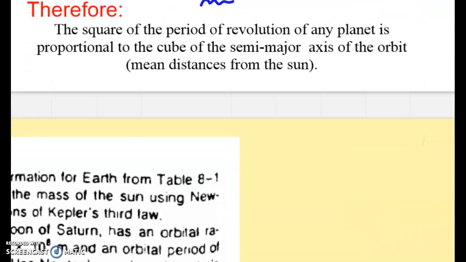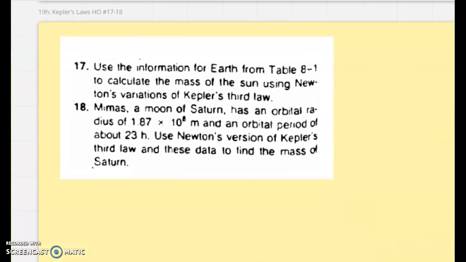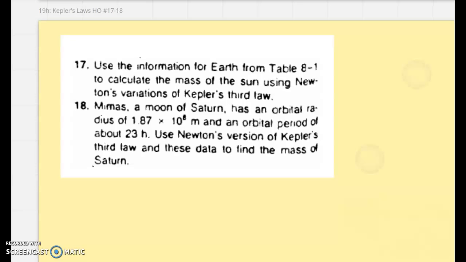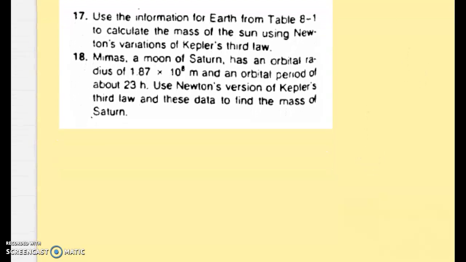One quick example of that to show you how you could use this. Here we have a moon of Saturn. Now you know Saturn has many moons, but here's a particular moon of Saturn, and we know its radius and we know the period that it has. They want us to use Newton's version of Kepler's third law to find the mass of Saturn.